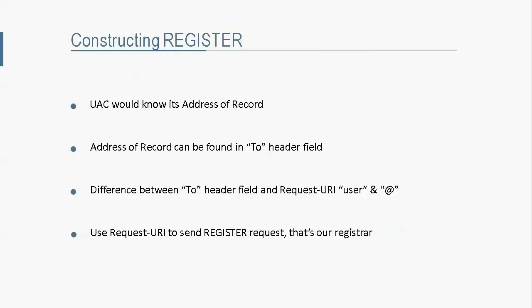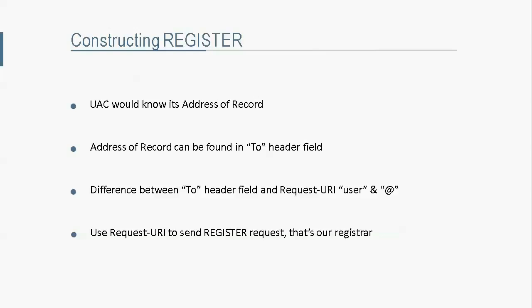The first one is an approach we could figure out by logic. Just like a person joining a new group of people, a user agent client may not know anyone but itself. Therefore, a user agent client would certainly know its address of record, just like a person would know their name. From earlier discussions, we know that the address of record can be found in two header fields. We also know that the difference between those two header fields and the request URI is that the request URI does not have the user portion and the @ character. Therefore, indirectly, we now know the request URI.